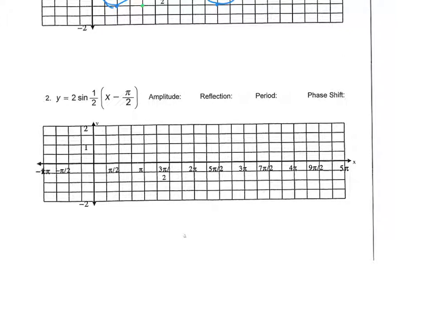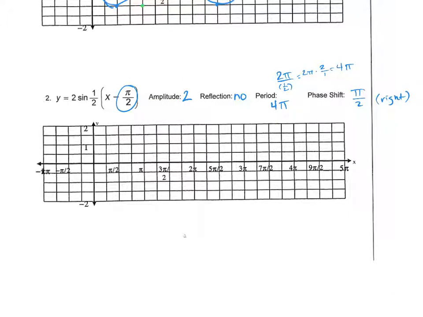In our next example, our parent function is sine. My amplitude is 2. My reflection does not exist because there's no negative sign out front. The period is going to be 2 pi divided by 1/2, which is 2 pi times 2 over 1, or 4 pi. And my phase shift is pi over 2 to the right.